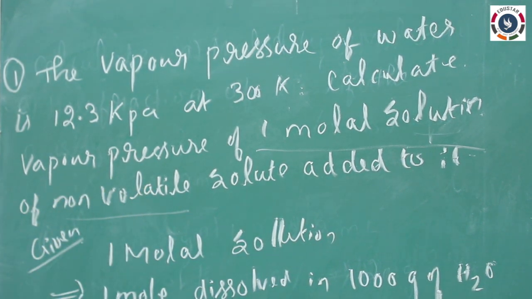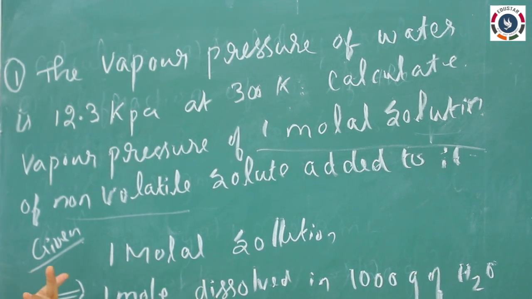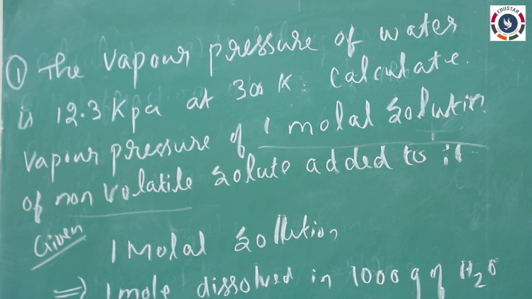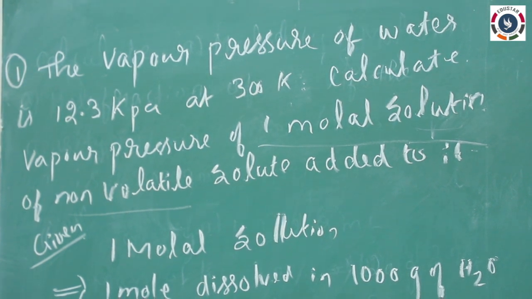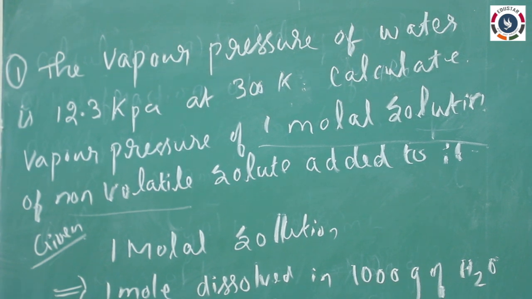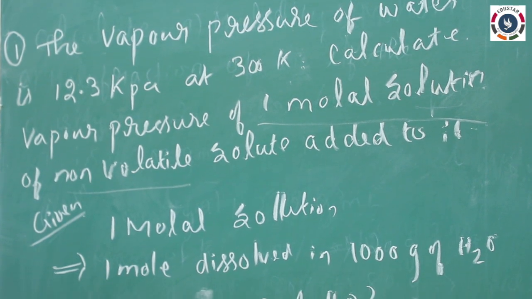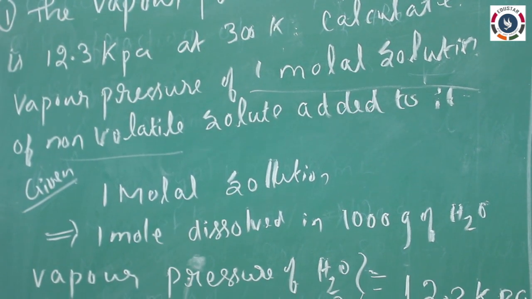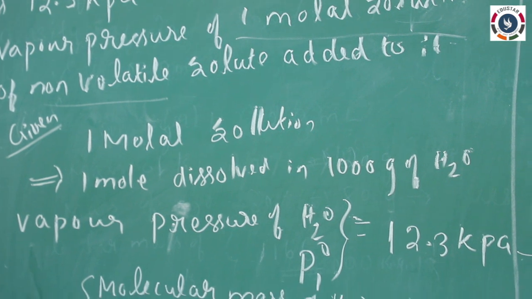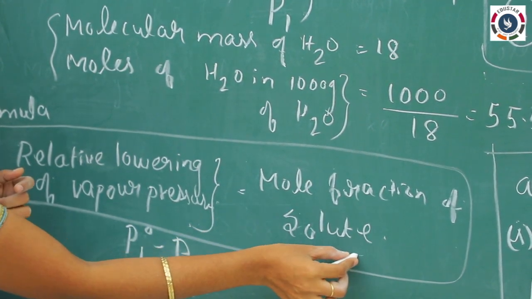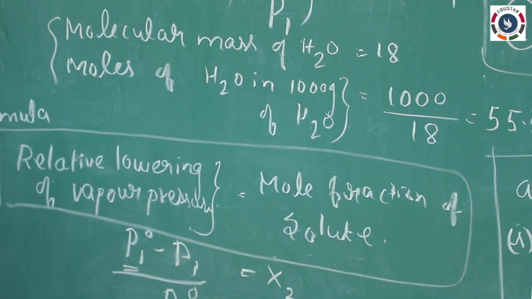Calculate the vapor pressure of 1 molar solution of non-volatile solute added to it. Remember the relative lowering of vapor pressure concept. They have given the vapor pressure of the pure water. After adding a non-volatile solute, the vapor pressure of the water is going to be reduced, right? So the relative lowering of vapor pressure is equal to the mole fraction of solute. This will be the formula for solving this problem.